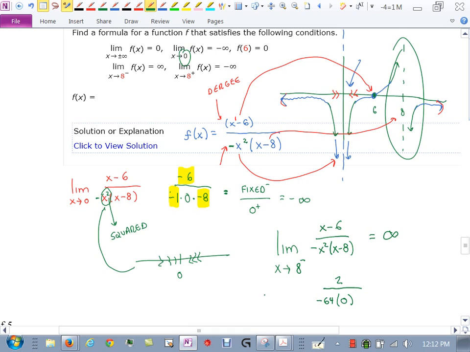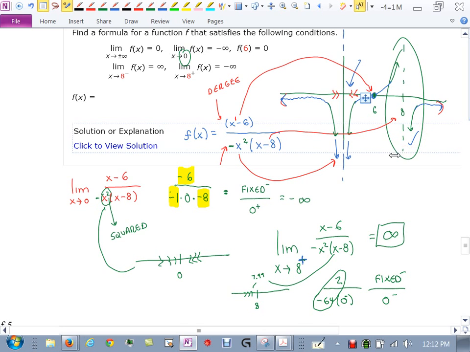Question is, is it positive or negative? Well, I'm coming in from the left of 8, so something like 7.99. If I plug that in here, 7.99 minus 8 is a negative number, so I know that this is approaching 0 through negative values. So what I have here is a fixed negative number over something approaching 0 through negatives, and negative over negative would be positive. So that gives me positive infinity. You can check the other side yourself: if you come in from the right side, you get the opposite, negative infinity, which would make that happen.